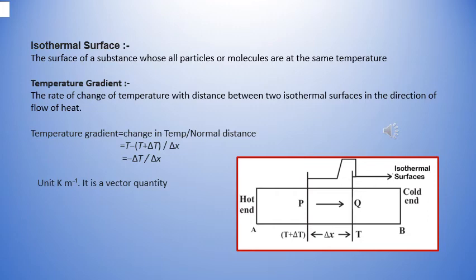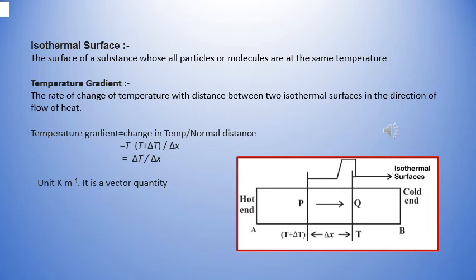Isothermal surface. The surface at every point of which the temperature is the same is called an isothermal surface. The next term is temperature gradient. The rate of change of temperature with distance in the direction of flow of heat is known as temperature gradient.